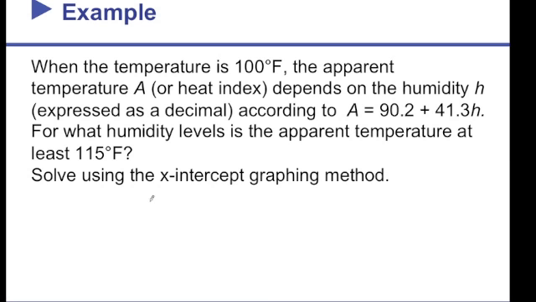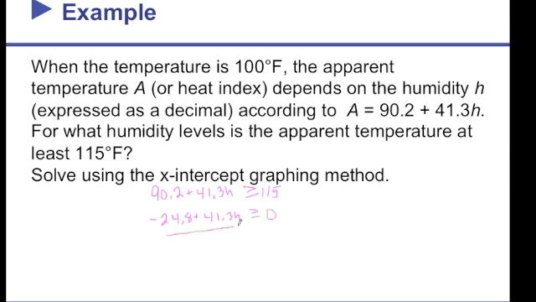Well, we want the apparent temperature, 90.2 plus 41.3 H. We want that to be at least 115 degrees, so greater than or equal to 115 degrees. Using the x-intercept method, we want to get that on one side. Let's subtract 115 from both sides, so we'll have negative 24.8 plus 41.3 H greater than or equal to 0.